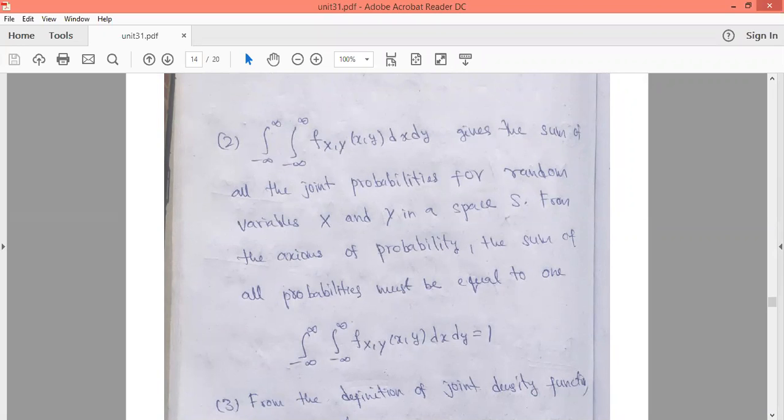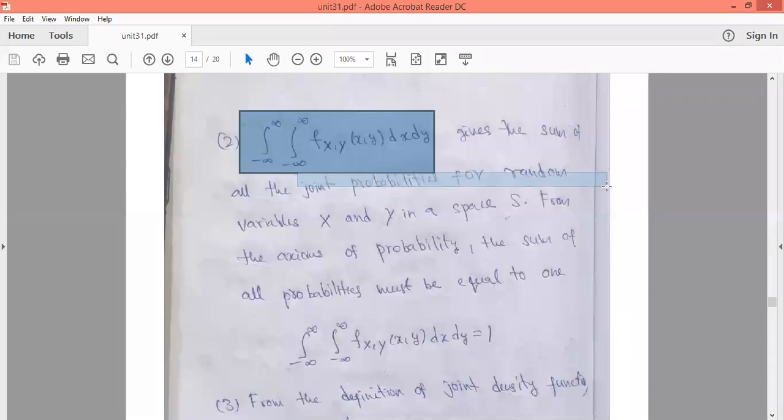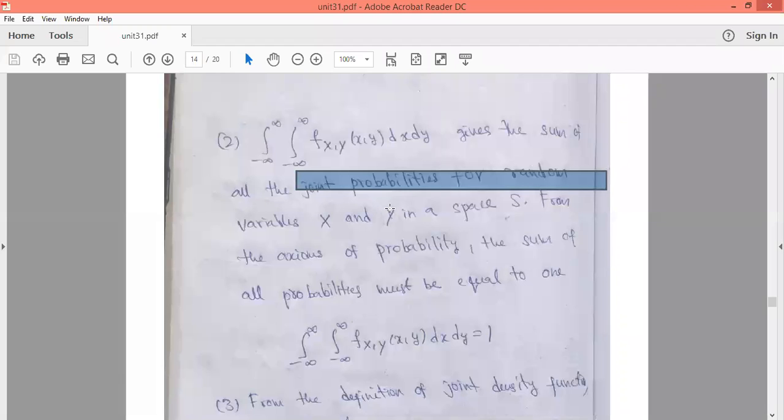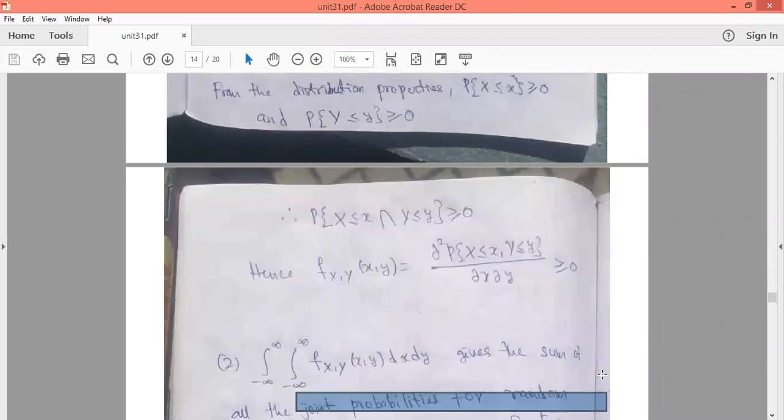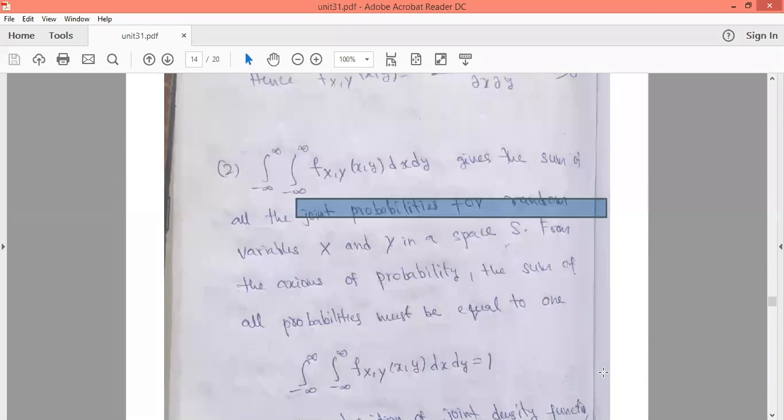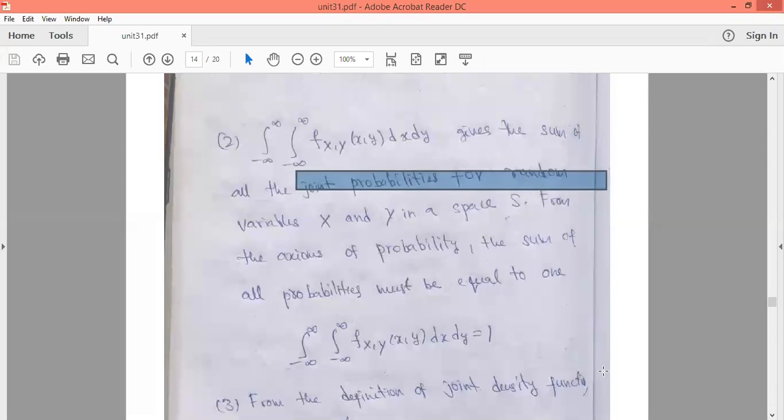Okay, so what is this total area? It gives us the joint probability of random variables x and y in the sample space. Just now, when we discussed that previous problem, to find the k value we just added all the probabilities. Similarly here also, it gives us the joint probability for the random variables x and y in the sample space.